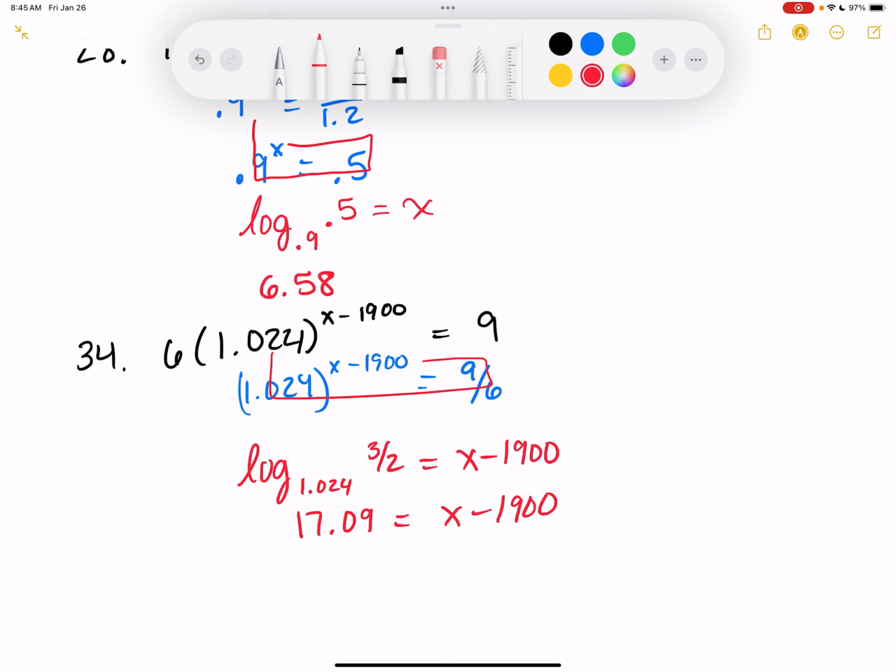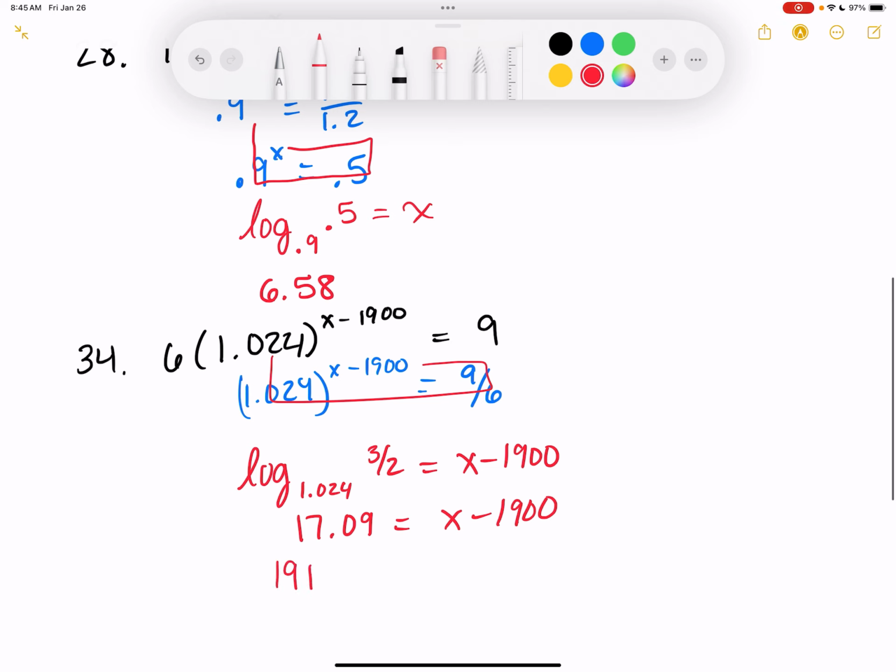So now I'm trying to solve for x, so what do I need to do now? Add the 1900. Yep, add the 1900. So that's going to be 1917.09 is equal to x. And that would be it solved out.